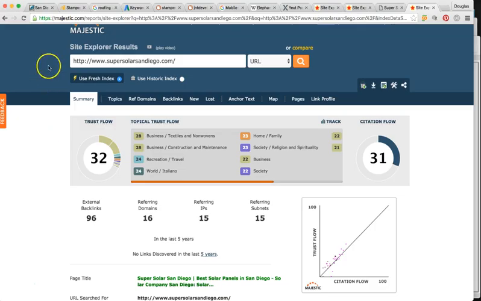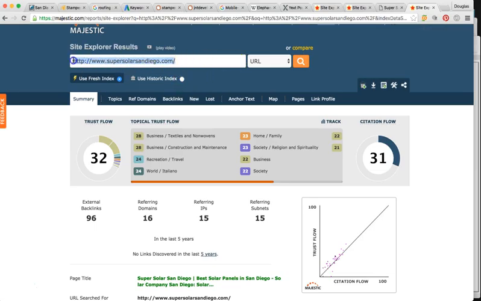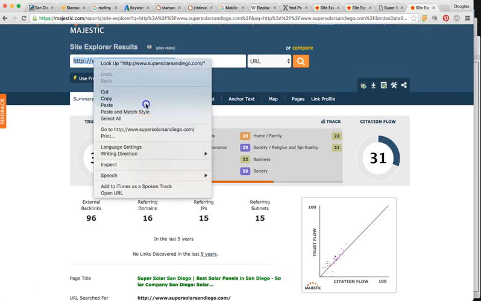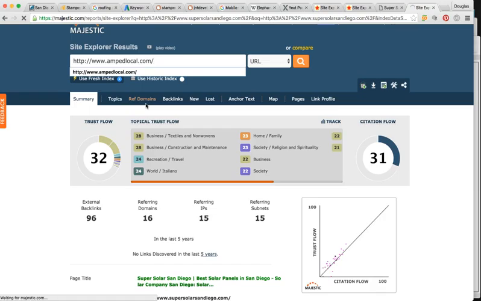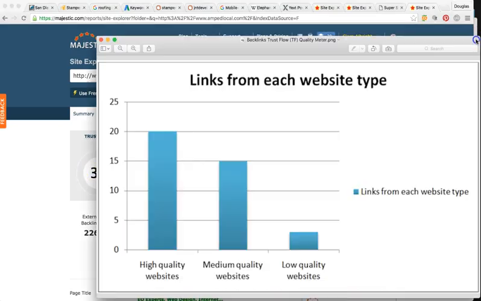I'll even show you our company website, amplocal.com. I'll copy it and paste it straight into here and show you that even our site is very powerful as well. Look at our site. We've pointed in 12 links so far, and we do a lot of blog and social media as well. And then look, trust level is 30, so that's very high. It's still off the charts.